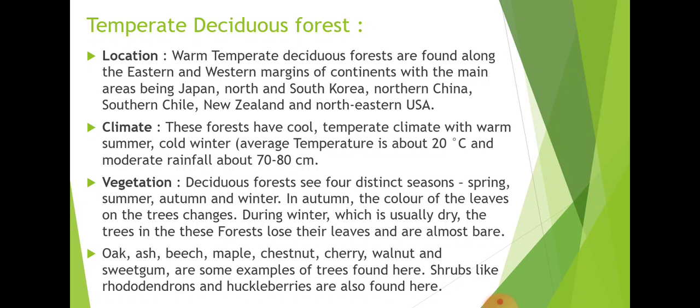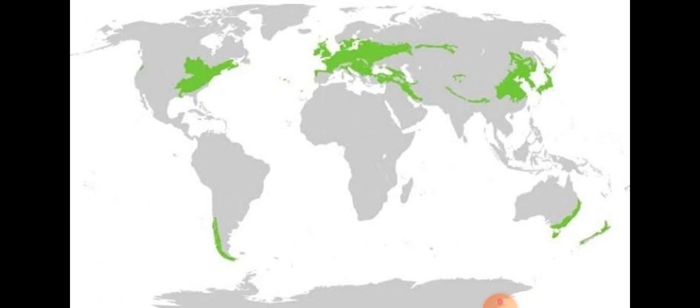Shrubs are also found in these regions, like rhododendrons and huckleberries. So these are some of the vegetation found in the temperate deciduous forest.